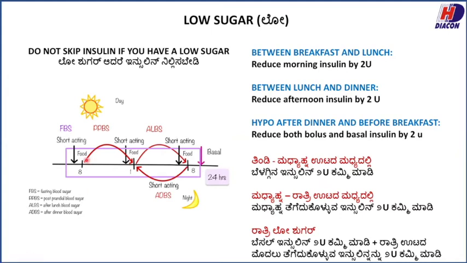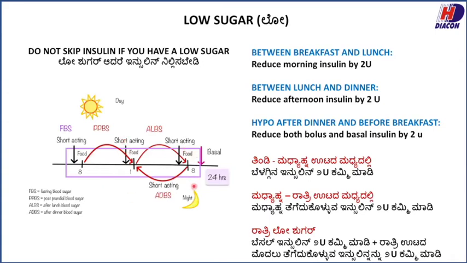If you have a low sugar between your breakfast and lunch, this is because of your morning dose of short acting insulin. That's the insulin working during this period. So the next day, you reduce your morning insulin dose by 2 units. If you have a low sugar between lunch and dinner, it means that this low sugar is due to your afternoon insulin because that's the insulin working at this point of time. So the next day, you reduce your afternoon short acting insulin by 2 units.